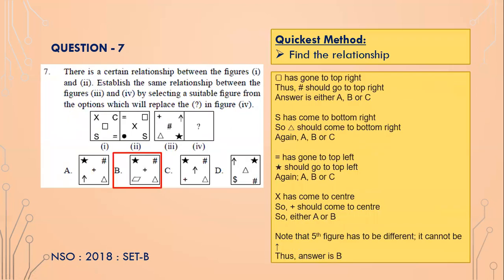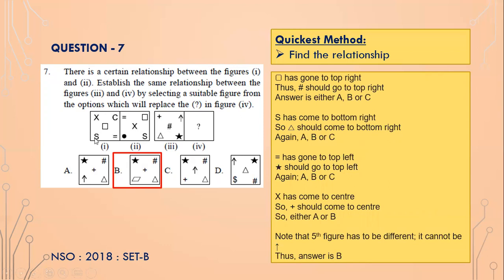Okay, next one. There is a certain relationship between figures 1 and 2. Establish the same relationship between figures 3 and 4 by selecting a suitable figure from the options which will replace the question mark in figure 4. Okay, so we have to find the pattern. Here note that the square has gone to top right, so hash should go to the top right. So answer could be any of A, B, or C.